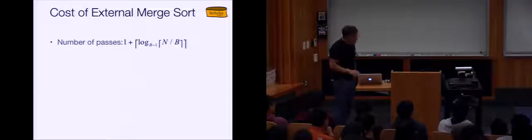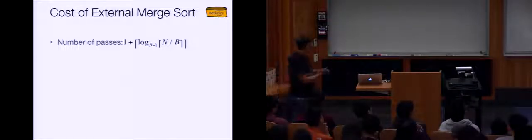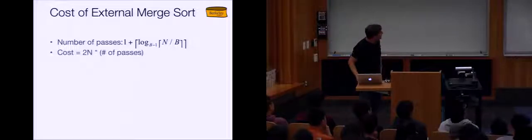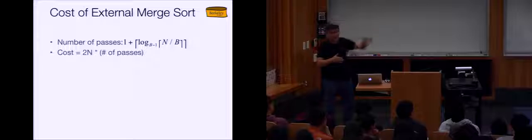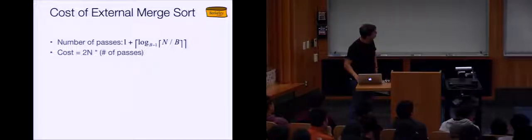So that's right: log base B minus 1 of n over B, because the runs have already been broken down in pass 0. Pass 0 generated n over B runs to be merged, so we got a head start where we only have n over B runs to build that tree out of. Make sense? Okay, so that's the number of passes. The cost, as we know, is read the whole file, write the whole file per pass. So the cost is 2n times that. So that stays the same.